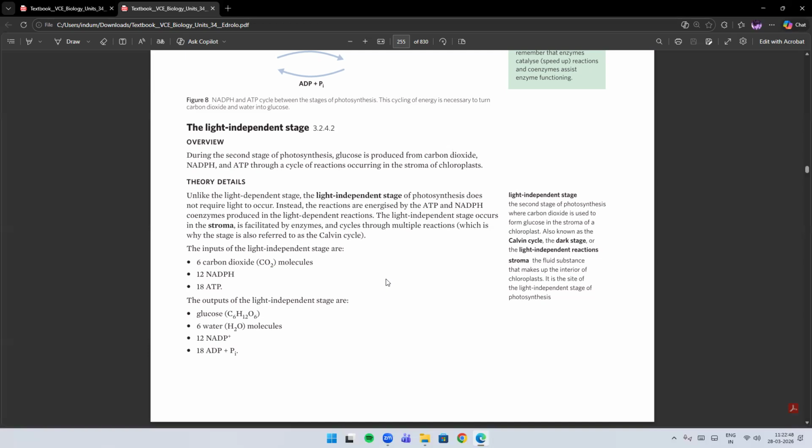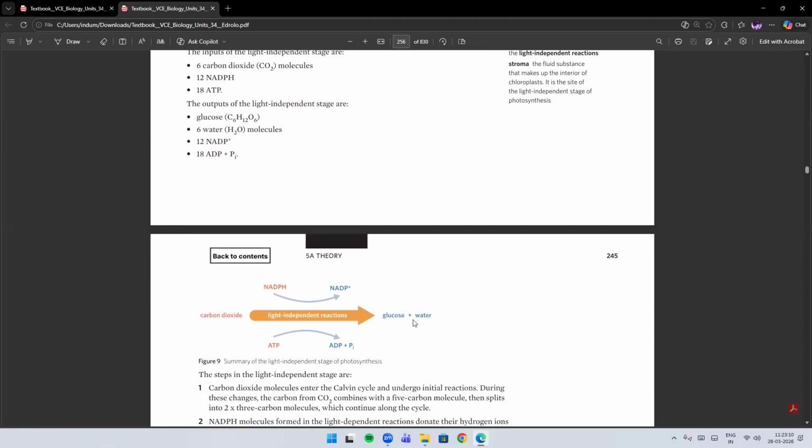Light-independent stage, the second stage of photosynthesis where carbon dioxide is used to form glucose in the stroma of a chloroplast. Also known as the Calvin cycle, the dark stage, or the light-independent reactions. Stroma, the fluid substance that makes up the interior of chloroplasts. It is the site of the light-independent stage of photosynthesis.